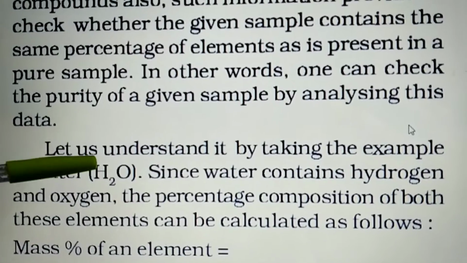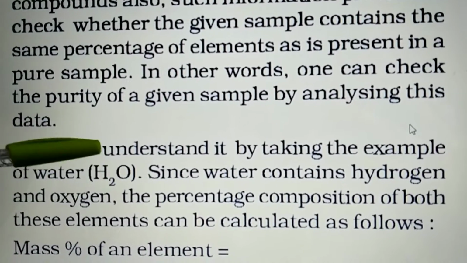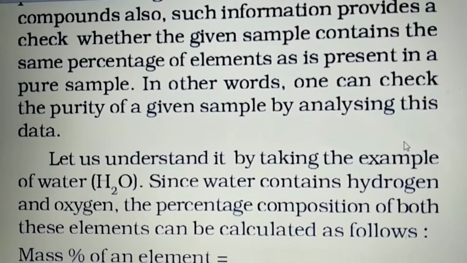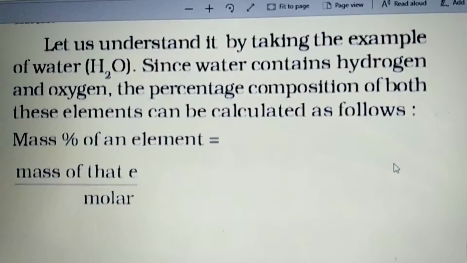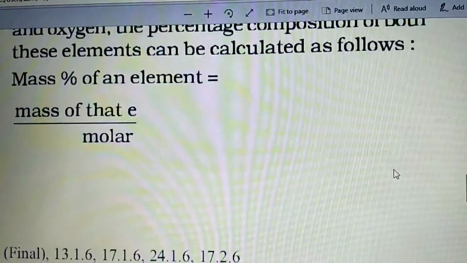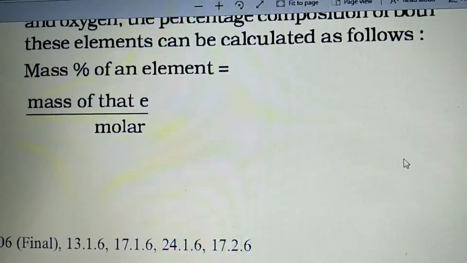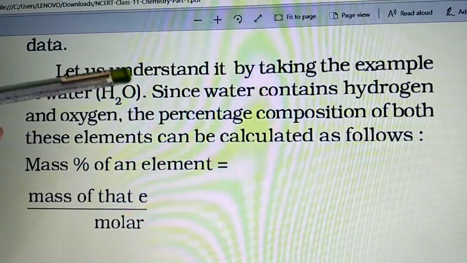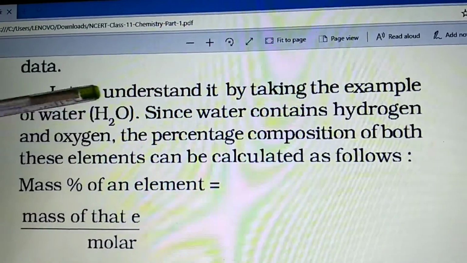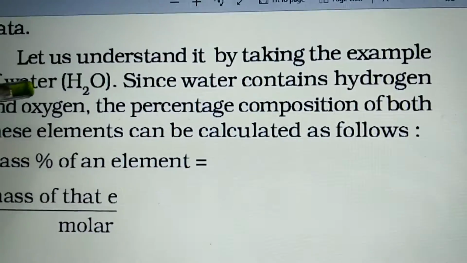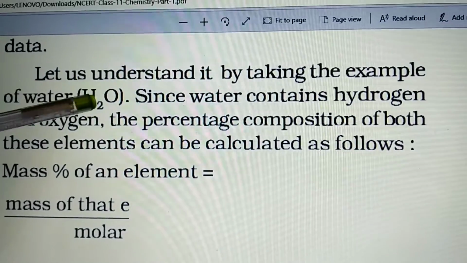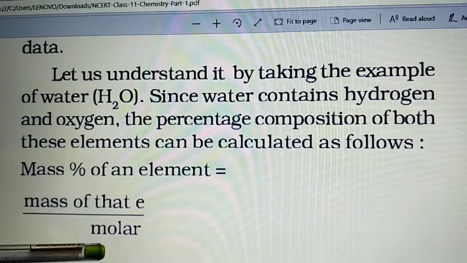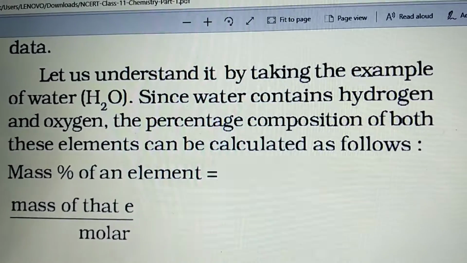The formula is: first we take the mass of that element in the compound, divided by the total mass, multiplied by 100. That will be our formula, right? So in this case, the mass of hydrogen is 2 gram, and the total weight is 18 gram, because the molecular mass of water is 18. So the percentage of hydrogen would be 2 gram upon 18 into 100, right? So 2 upon 18 into 100 will be the percentage of hydrogen.